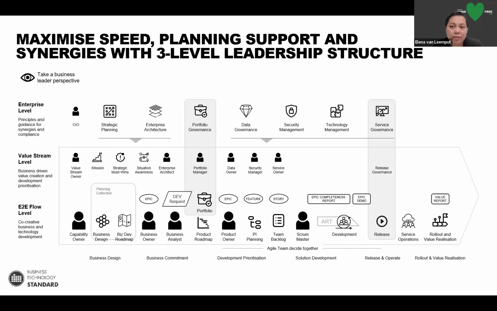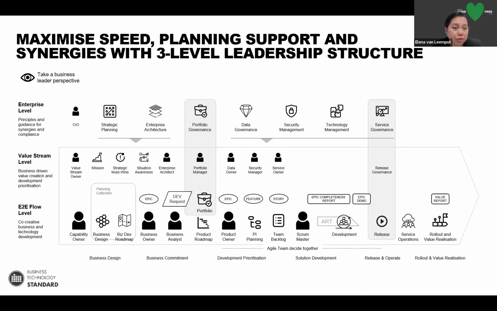So value streams manage the portfolio at their level, and they handle specific initiatives and issues there. For broader concerns requiring a higher level of oversight, that goes to the enterprise level. That would be, for example, enterprise architecture, data security, technology management, and so on. Those will be escalated to the enterprise level. That's where the coordination of these overarching elements is managed, and this ensures the alignment of the governance across the whole organization.